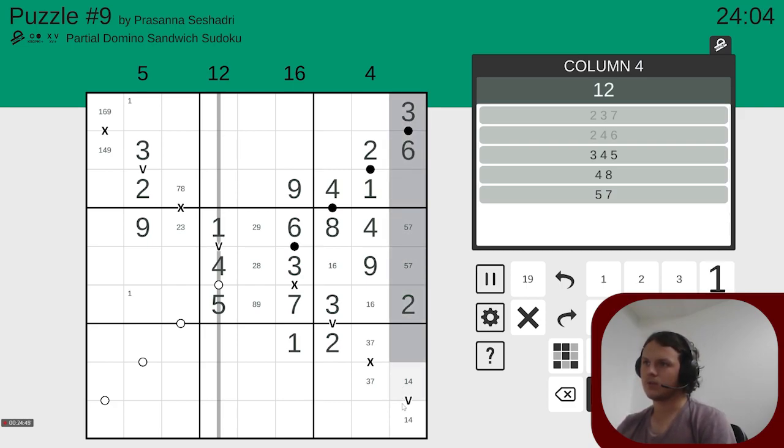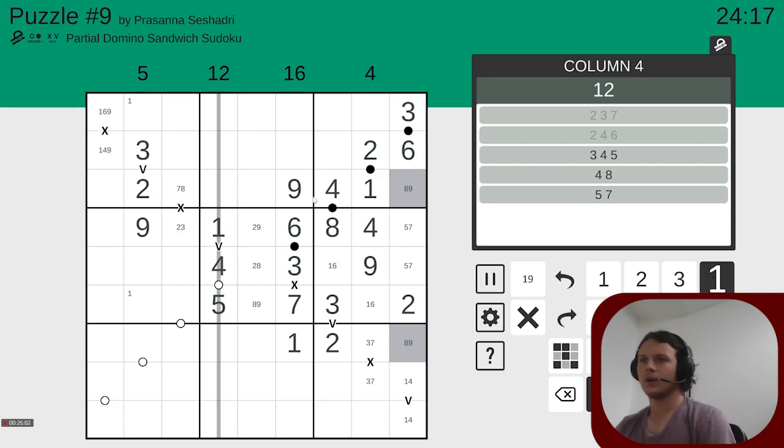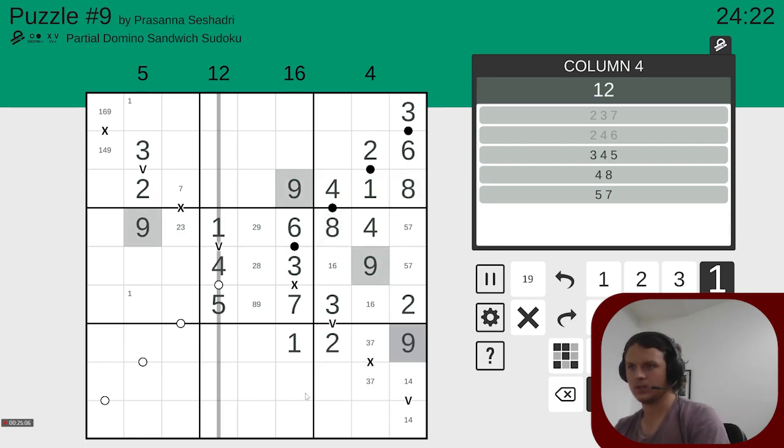Okay, now in this massive column, our 2 digits we don't have are a 4. No, we do have a 4 down at the bottom. We don't have an 8 or a 9. And that can't be a 9. So that's the 8. And that's the 9.